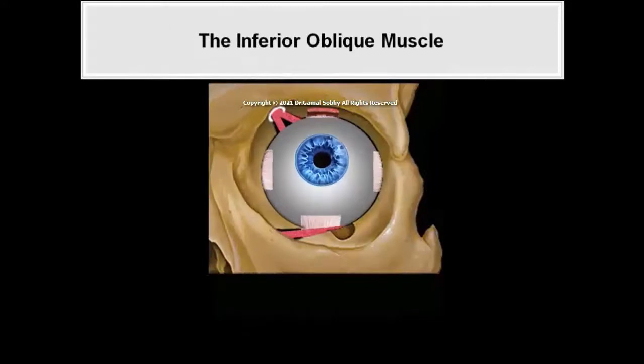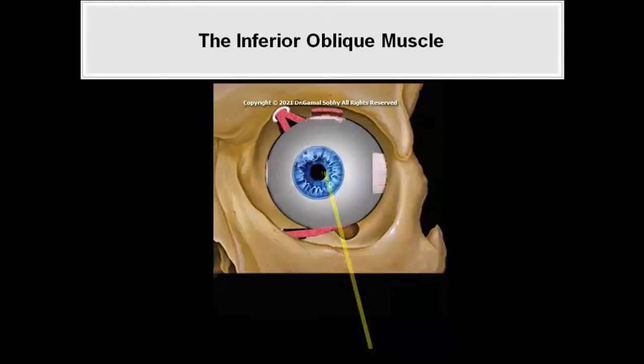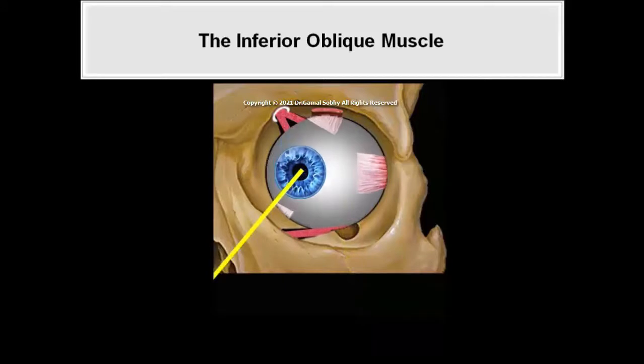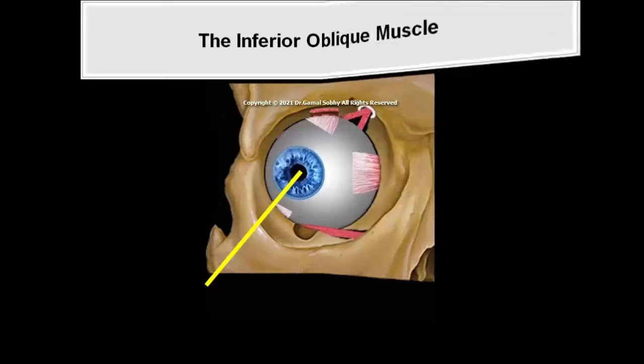In primary position the inferior oblique muscle causes excycloduction and elevation of the eye and also acts as an abductor. When the globe is adducted 54 degrees, the inferior oblique muscle acts as a pure elevator. When the globe is abducted 36 degrees, the inferior oblique muscle would produce pure excycloduction.